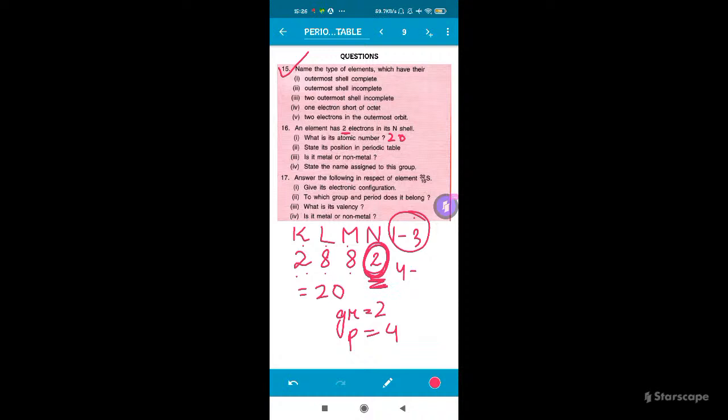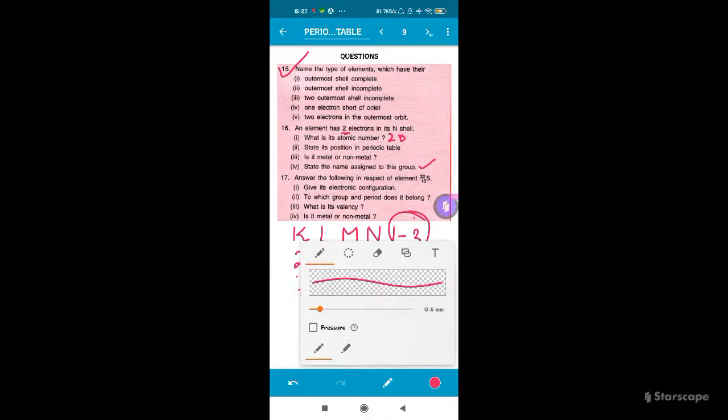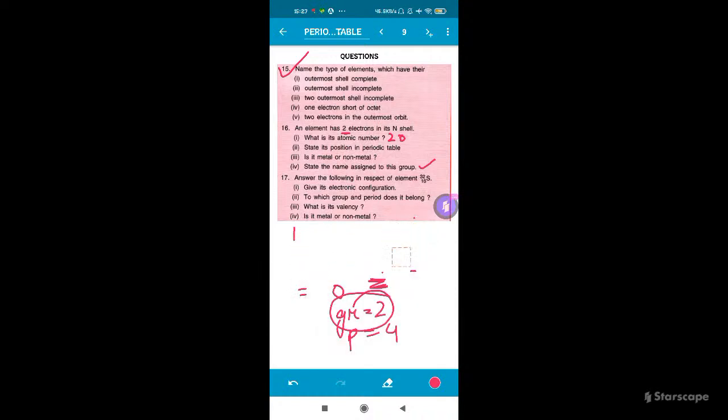State the name assigned to this group. It belongs to the second group, and second group was known as alkaline earth metals. I told you about this in the beginning of the chapter. So this group is known as alkaline earth metals. Now let's talk about question number 17. These are the questions which are generally asked in the board examination. So a better practice is very essential.